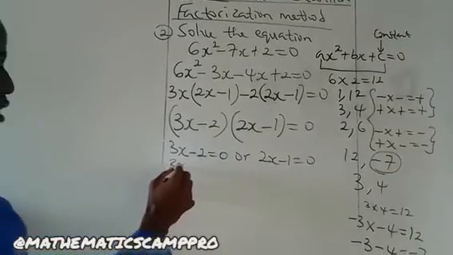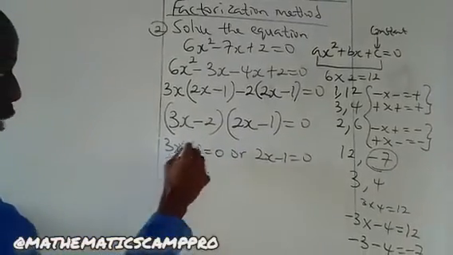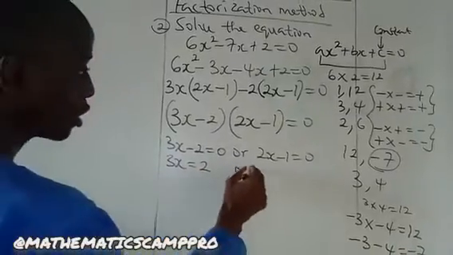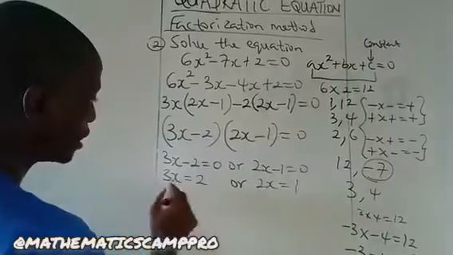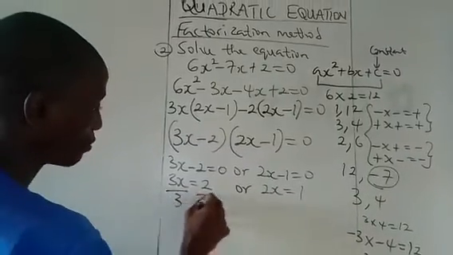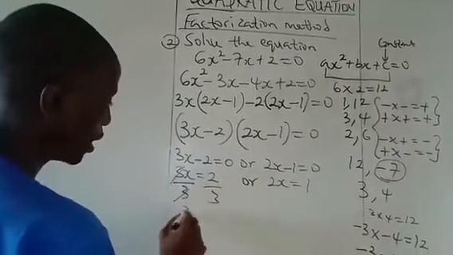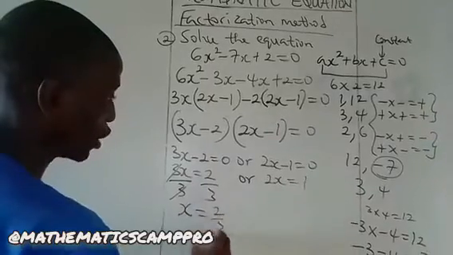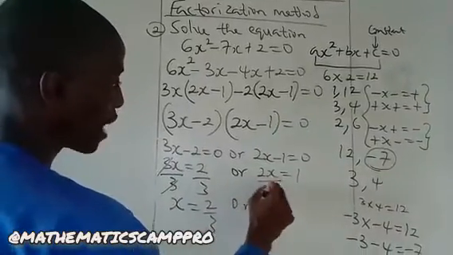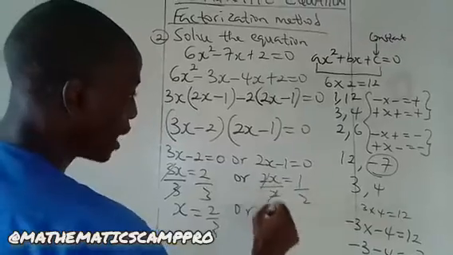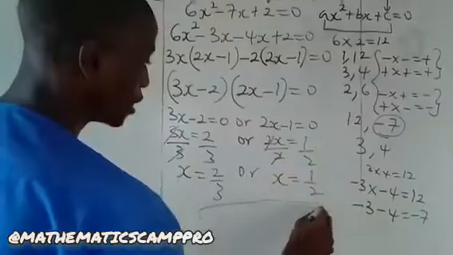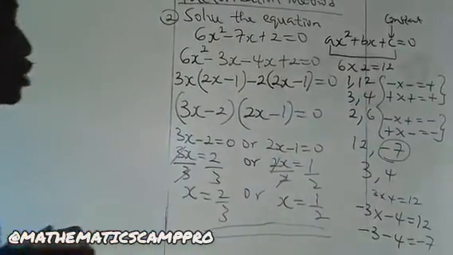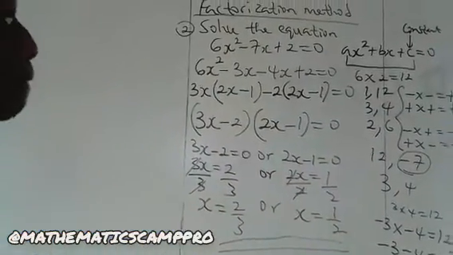Now 3x is going to be 2 when the 2 moves to this side, or 2x equals 1, when this one moves to this side. Then you divide through by 3. 3 will divide 3. Now we have x equals 2 over 3, or you divide through by 2, x equals 1 over 2. This is the solution using the factorization method.